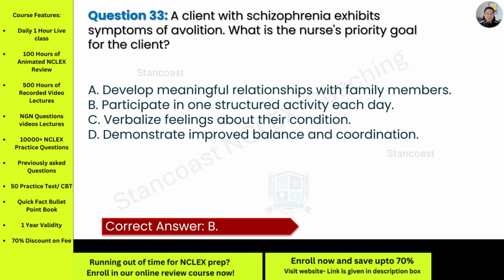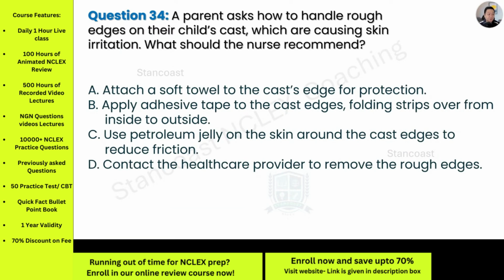So this is something that will be both realistic and achievable, which is important when working with a client who has avolition. Now, you have to start with small tasks and gradually increase their involvement. And you're also going to help the client build motivation and a sense of accomplishment, which can improve their overall engagement and functioning. We have number 34.